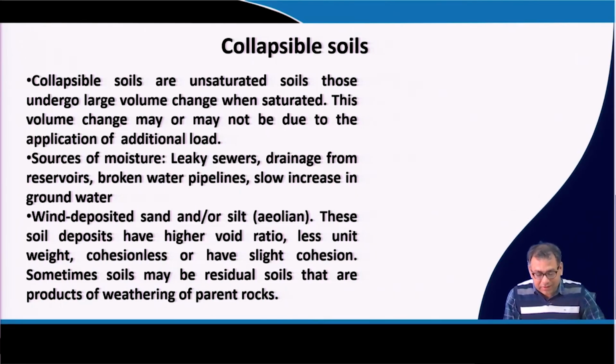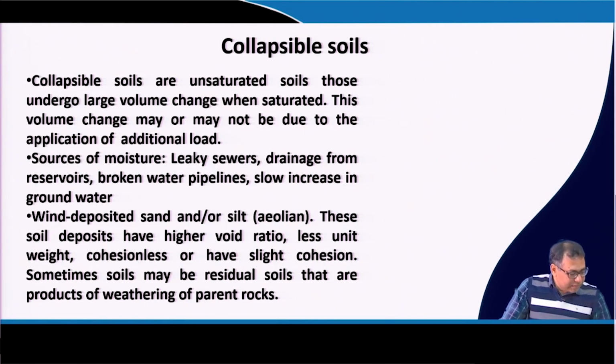So, now what is the collapsible soil? The collapsible soils are the unsaturated soil, those undergo large volume change when they are saturated. Now, this volume change may or may not be due to the application of additional load. So, that means suppose soil is in unsaturated condition, and then when we saturate that soil, suddenly there is a large volume change, even if we have not applied additional load on the soil. So, that type of soil is called the collapsible soil.